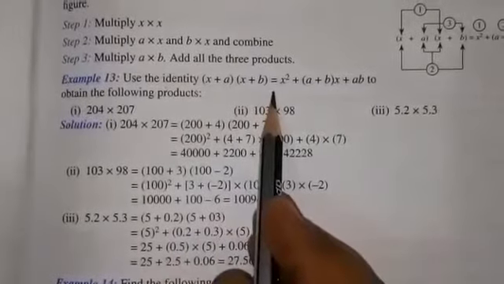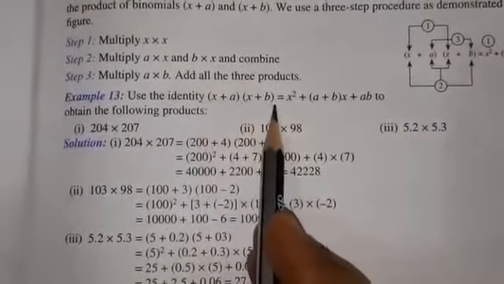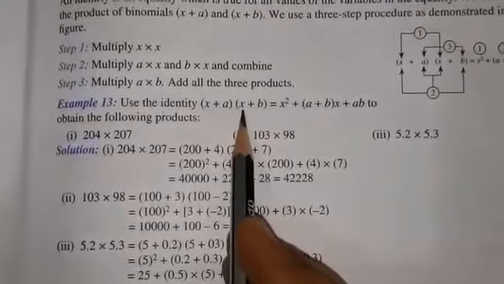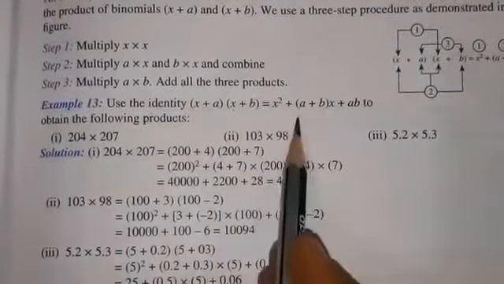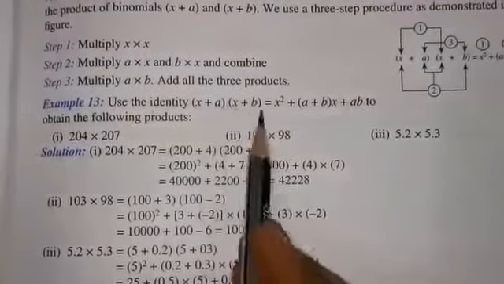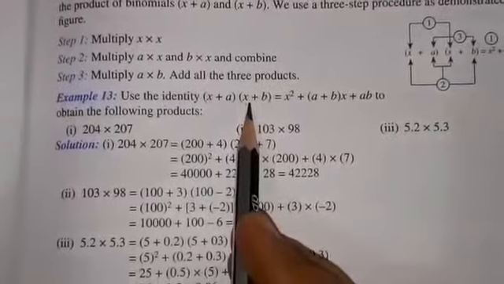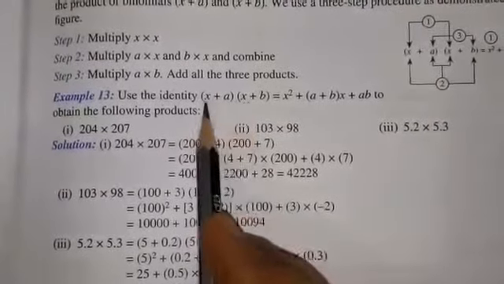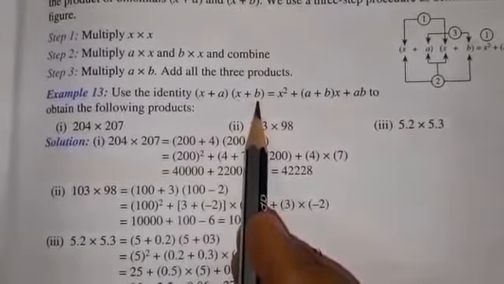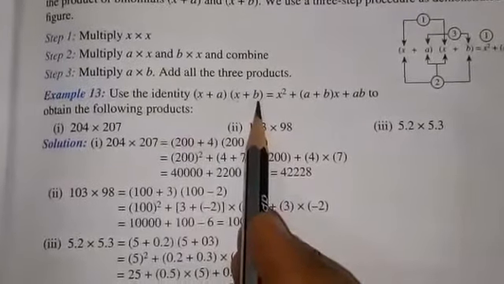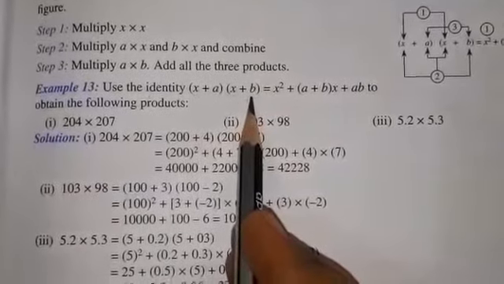Now, how do the binomials look? The first term in both the binomials is the same. See here, x, x. This indicates that the first term in both the binomials is the same. What about their second terms? They are different, a and b. The first term in both the binomials is x, and the second terms are different.